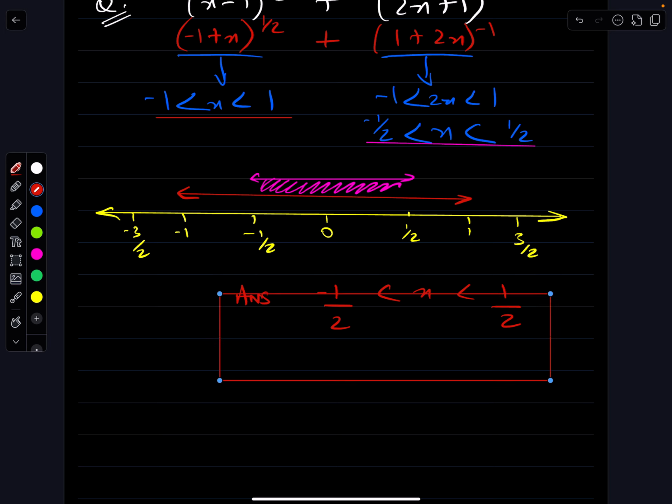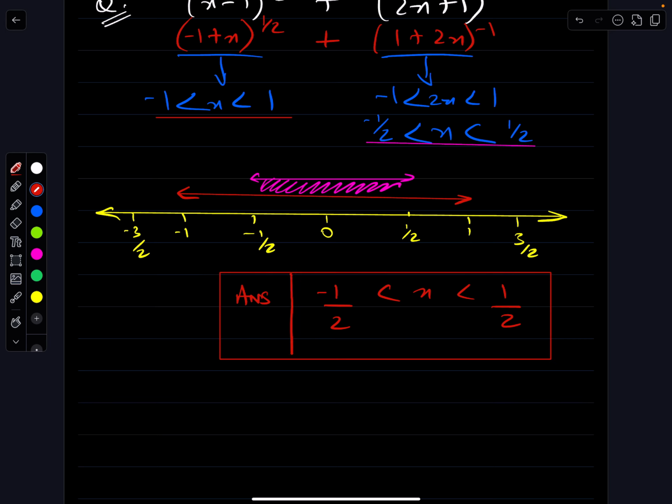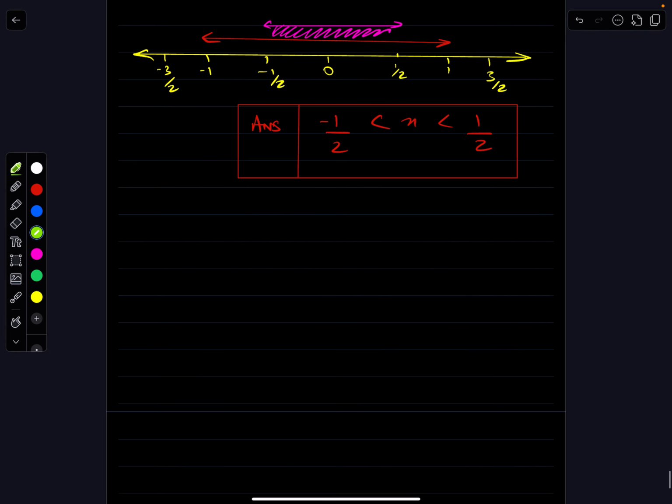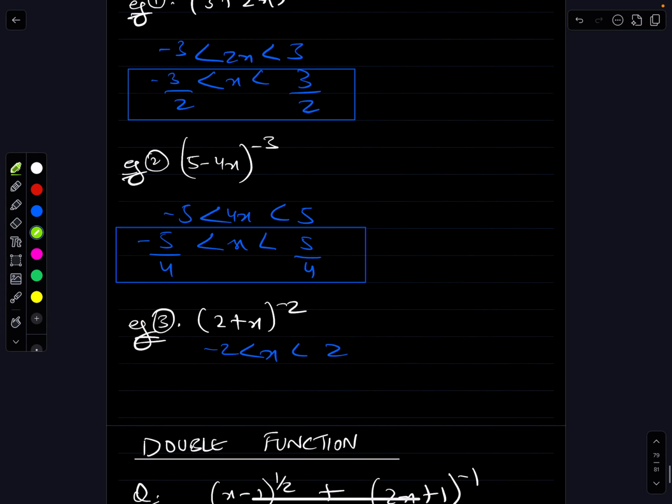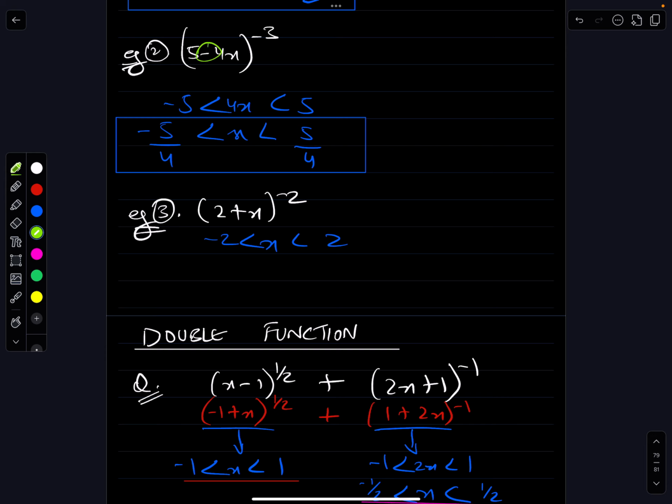And before we conclude, I'd just like you all to remember a few things. That is, the sign in the middle, or rather in between, does not matter. Like in this case, we had a minus sign, but we did not consider it here.